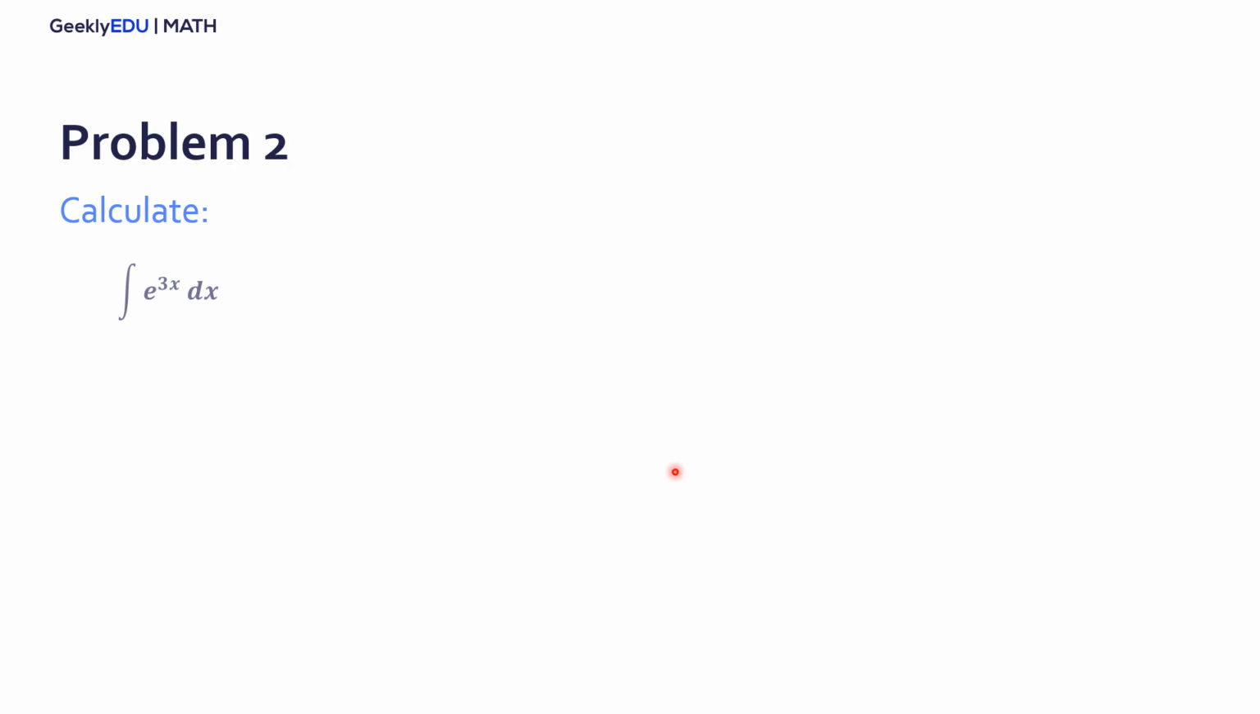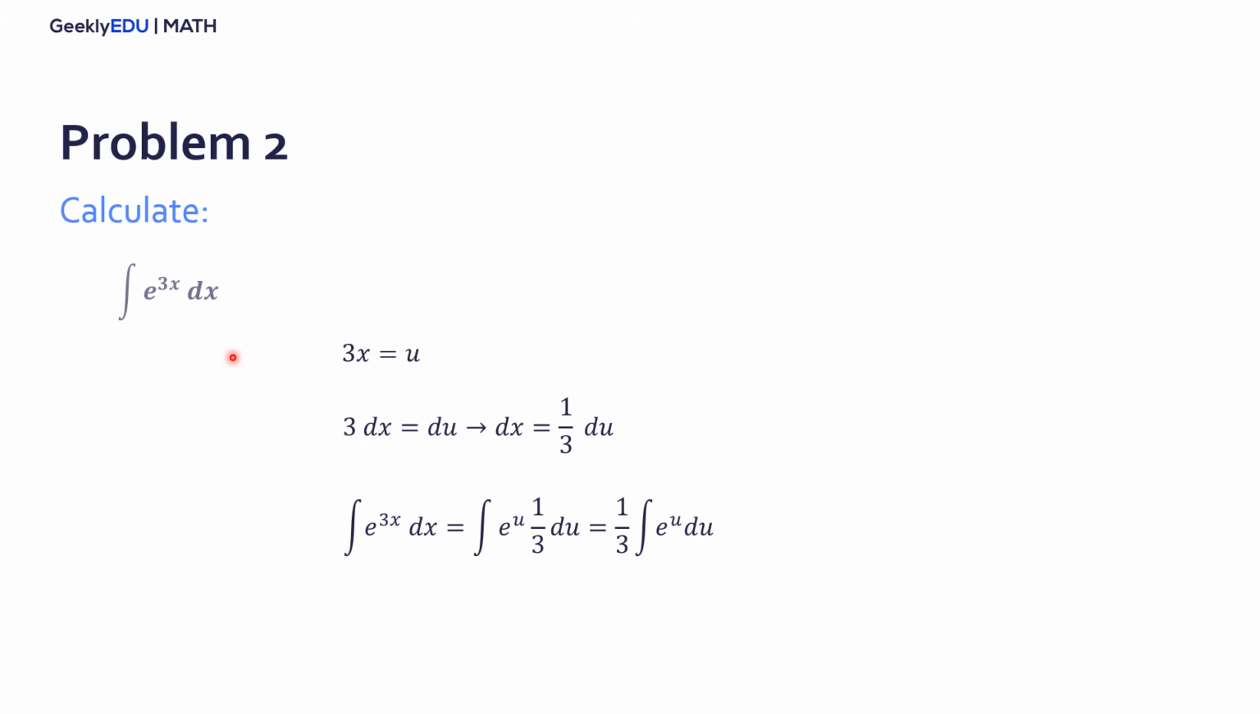For problem number 2, we want to calculate the integral of e to the 3x dx. So we can call 3x equals u and derivate both sides, so we have 3 dx equals du, or dx equals 1 over 3 du. Now we go back to our integral and do the substitutions. E to the 3x equals e to the u, and dx equals 1 over 3 times du. So our integral is 1 over 3 times the integral of e to the u du.